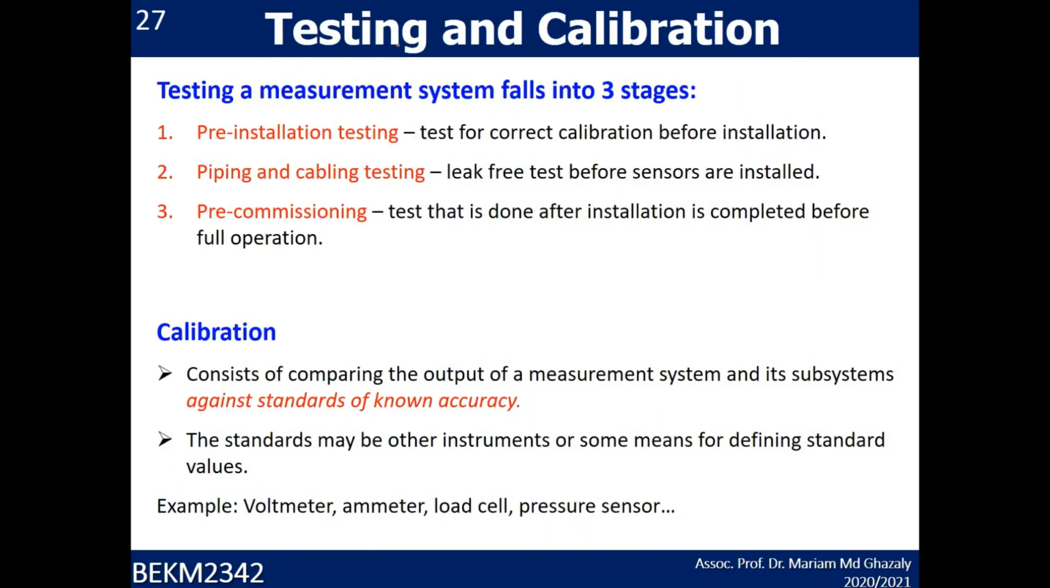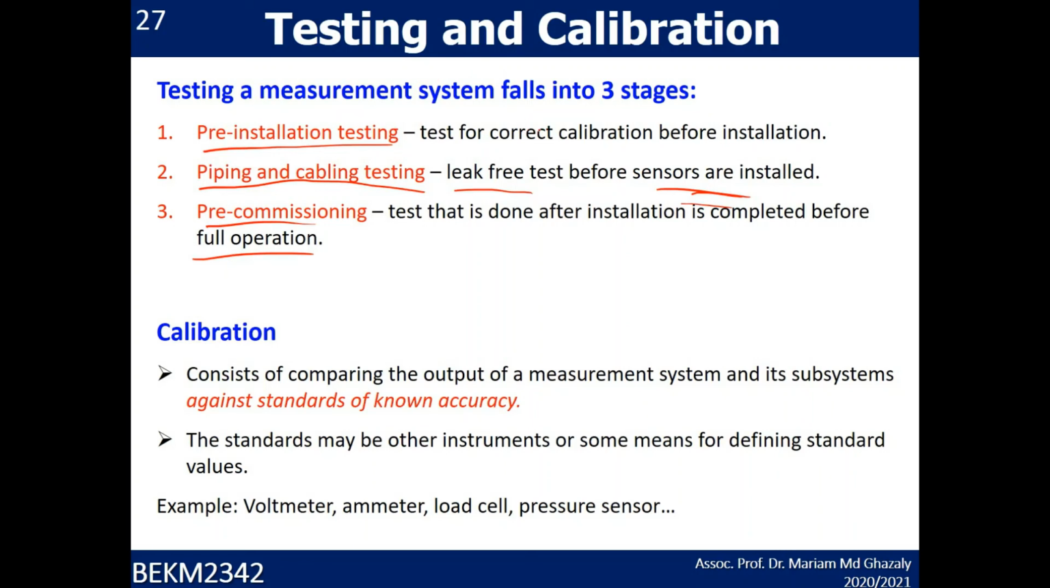For testing and calibration, there are three stages in testing a measurement system. First is the pre-installation test, to test for correct calibration before installing. Second is piping and cabling testing, to check leak-free before sensors are installed. Third is commissioning, a test done after installation is complete and before full operation. So there are three main stages.